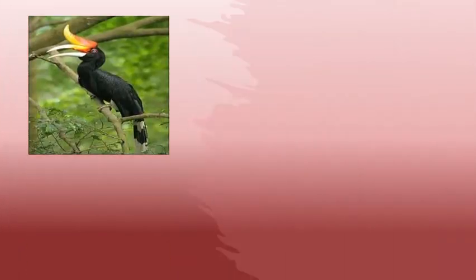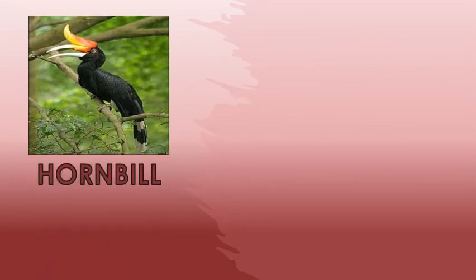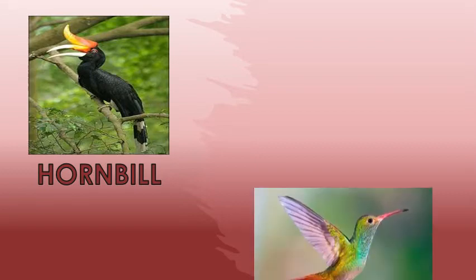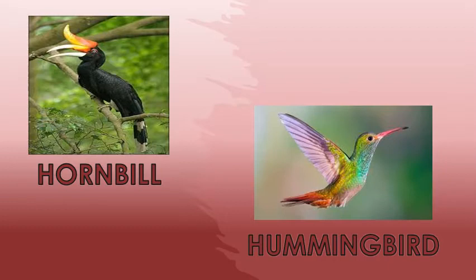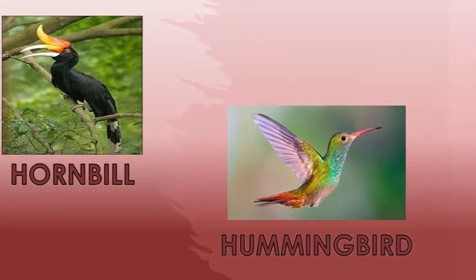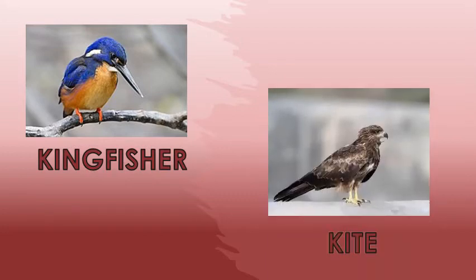Let's see the next picture. What is this? This is hornbill. Next is hummingbird. What is this? This is hummingbird. Let's see the next one. This is kingfisher. What is this? This is kingfisher.